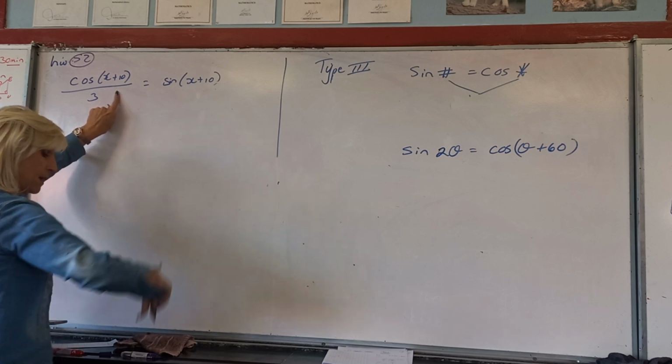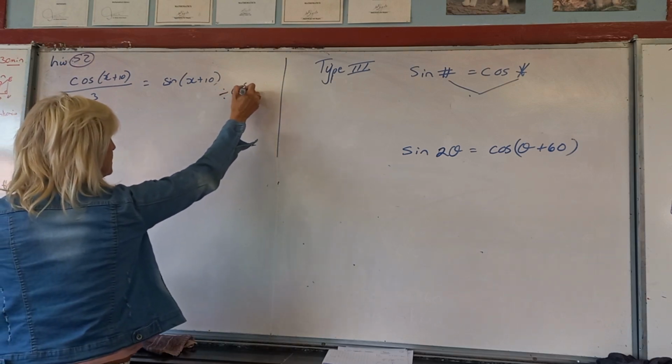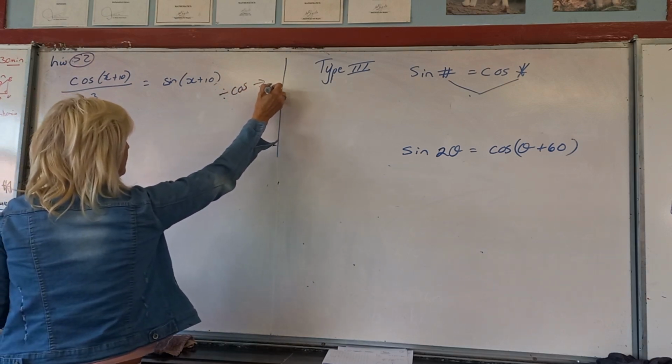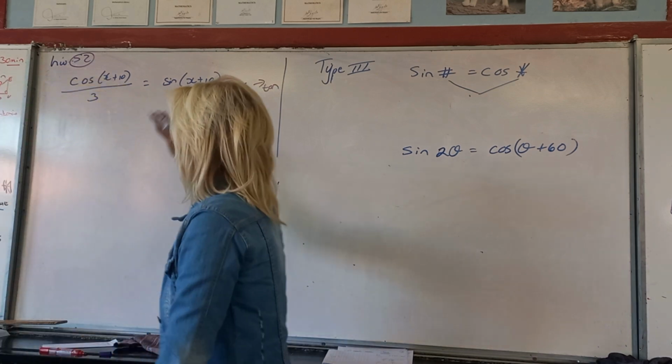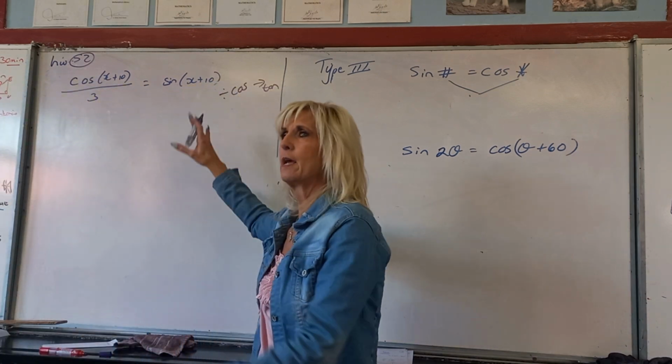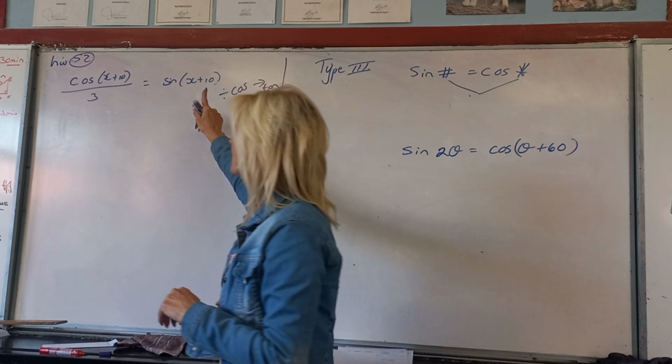But the type has the same angles. For the same angles you were taught a rule. Then you must divide by cos and it will become tan. That is what you must know by heart. When you divide sin and cos, both of them by cos, you'll get tan. But it has to be the same angles.